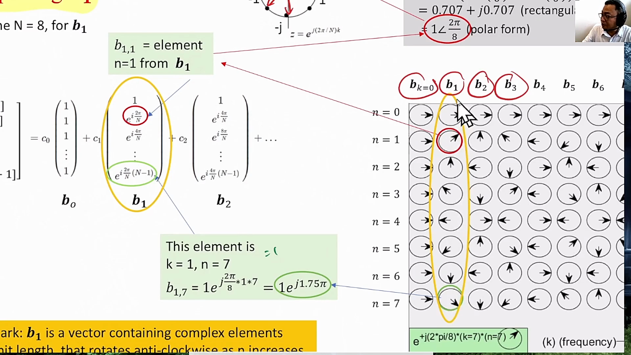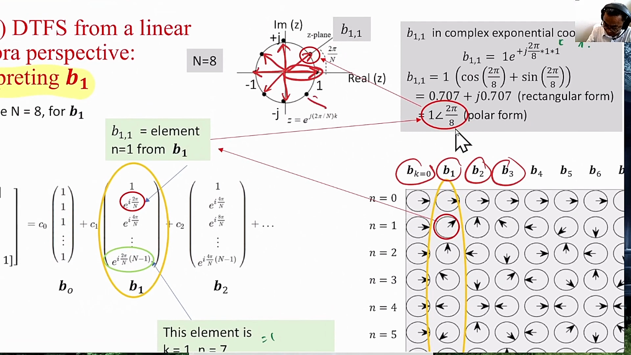Why is there a circle? The circle is the unit circle. It shows the radius 1, and we are actually having a rotating phasor of radius 1, because it is e^(j omega n).